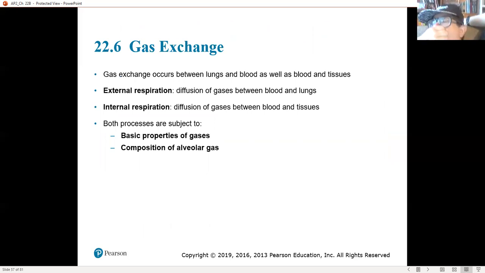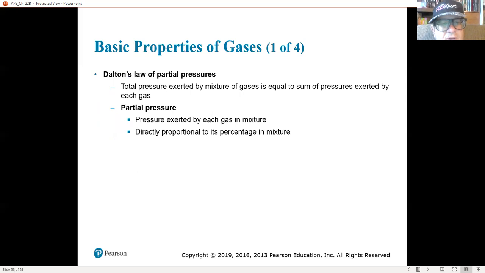Gas exchange. So ventilation is all about moving air. That's what we were just talking about. Now we're going to talk about gas exchange. That means the external respiration, that's what's happening in the lungs, and the internal respiration, what's happening in the tissues. Both processes are dependent on the properties of the gases, the partial pressures of the gases, and the composition of the alveolar gas, what actually is in the alveoli.